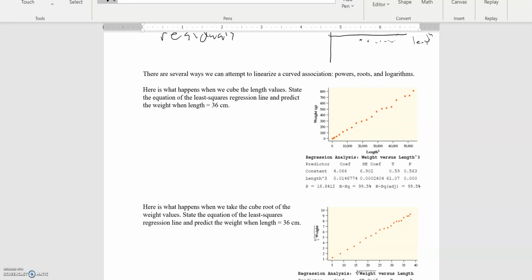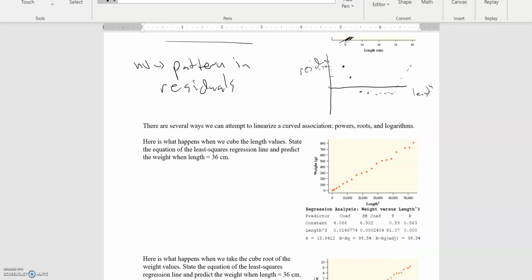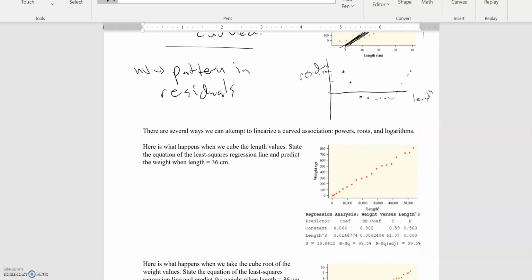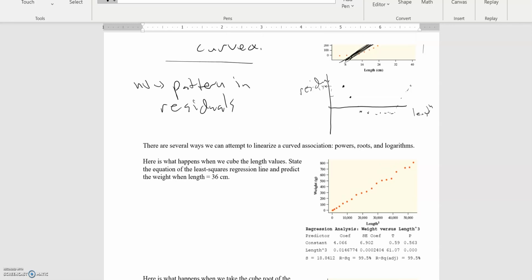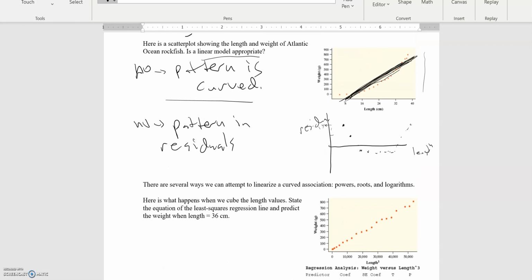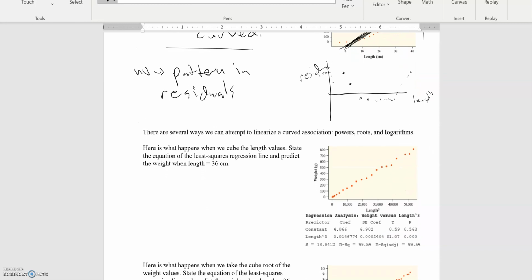So what will happen is, if you have a set of data, then we can try to linearize the curved association. They take all the data values and do some sort of transformation on them. One thing they could do is cube the length values. This kind of makes sense because length is one-dimensional, like in centimeters, and weight is talking about the whole mass of the object, so it's a three-dimensional aspect. There's some logic in just cubing the length values.